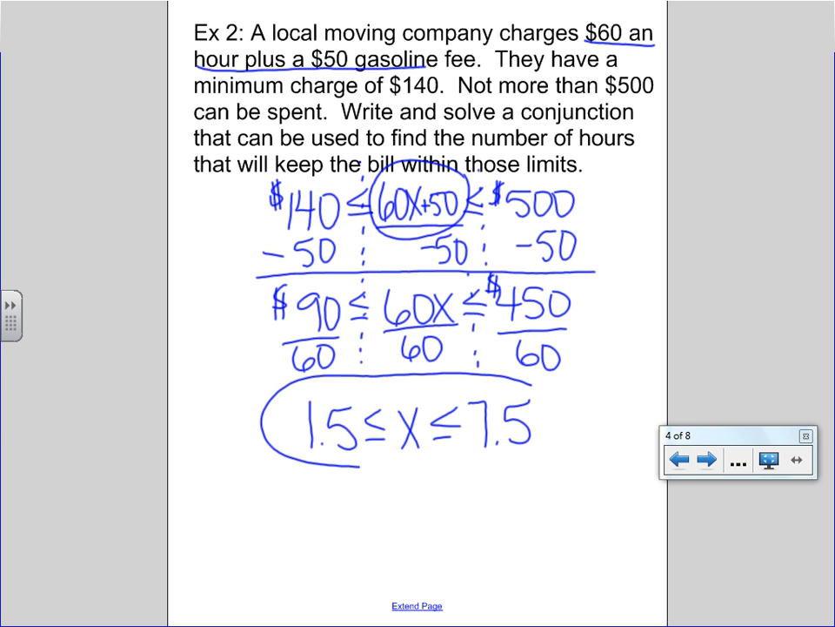What does this represent? 1.5 what and 7.5 what? It says write and solve a conjunction that can be used to find the number of hours. So it's either going to be 1.5 hours to 7.5 hours or somewhere in between, no more, no less. Final answer.